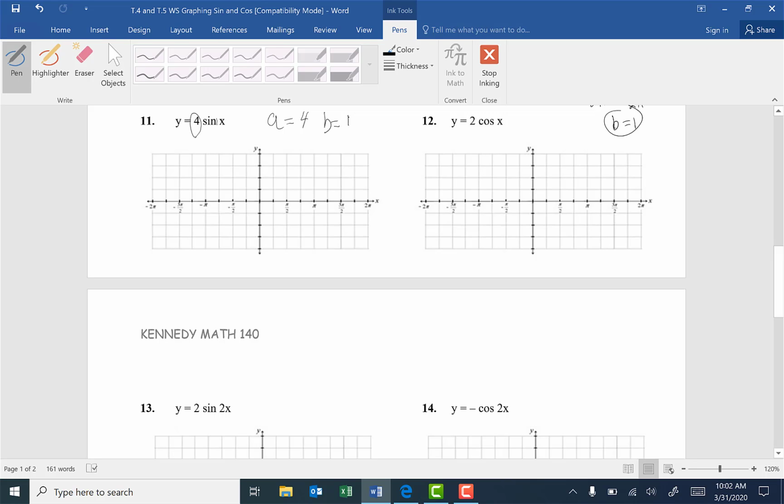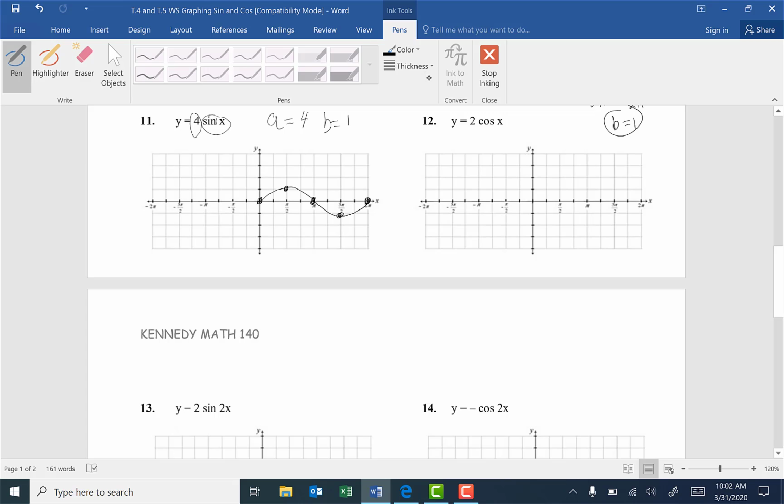Now when you graph this, keep this in mind. It's a sine curve. Because it's a sine curve, the normal sine curve starts at 0 and then hits 0 again at pi and hits 0 again at 2 pi. And then normally it goes up to 1 at pi over 2, and it goes down to -1 at 3 pi over 2. So this is your normal sine curve. That's how it's always graphed.